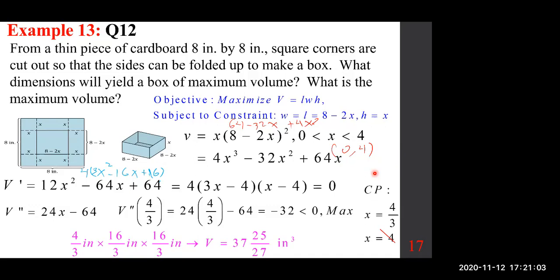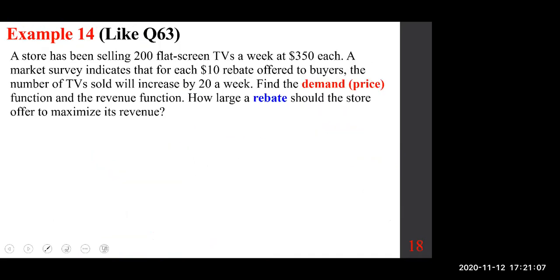A store has been selling 200 flat screen TVs a week at $350 each. A market survey indicates for each $10 of rebate offered to buyers, the number of TVs sold will increase by 20 a week. Find a demand price. Demand is the price function. And the revenue function: how large of a rebate should we give to maximize the revenue?